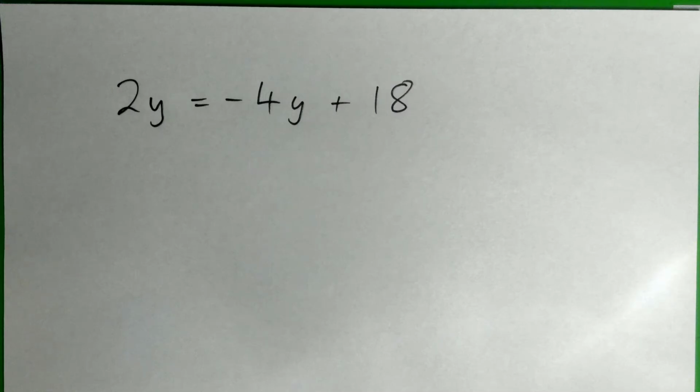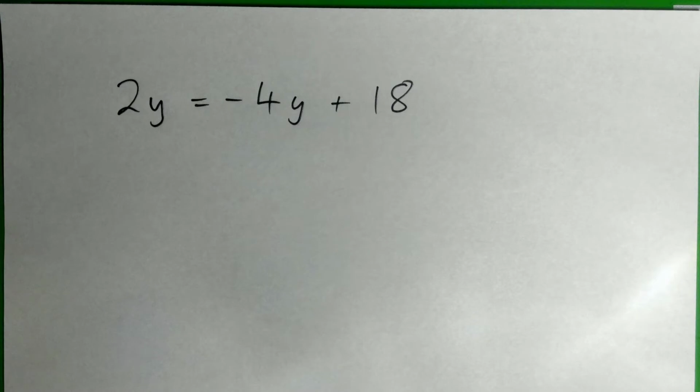Okay, so we're solving 2y equals negative 4y plus 18. And the question is, how do you know which one to get rid of? The answer is, it doesn't matter as long as you do the same thing to both sides. And why don't you just go ahead and try something and see what happens, and you'll learn from your mistakes anyway.